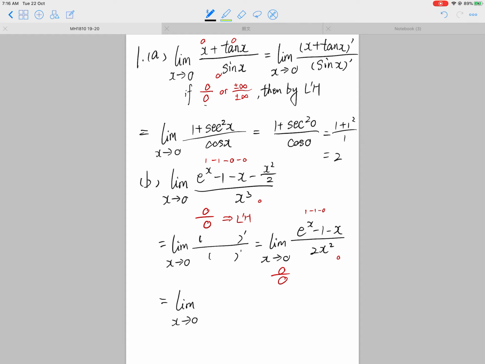So it's the top's derivative over the bottom's derivative. Now the top's derivative is e to the power of x minus 0 minus 1. The bottom's derivative is, sorry, here it should be 3x squared. So now it should be 6x. Same thing, you sub in, you get 0. It's still 0 over 0.